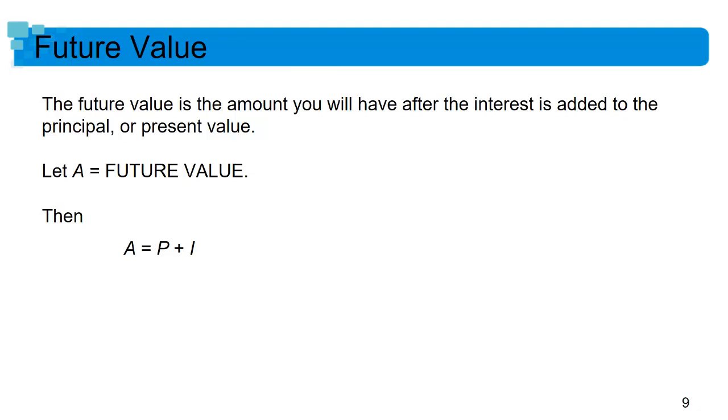Okay, well, the future value is always how much you will have at the end of a certain amount of time, and we let that be A for amount. So why is it A for future value, not F? Because it's the amount you will have after so much time, is how I tell my students to remember it. And that amount is always the principal plus interest.